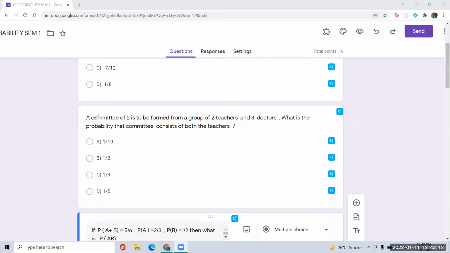Next question. It says a committee of 2 is to be formed from a group of 2 teachers and 3 doctors. What is the probability that committee consists of both the teachers? Now you all know probability of any event. The formula is NA upon NS. Now here you have in all 5 people, 2 teachers and 3 doctors, so 5 people and 2 selected from it.